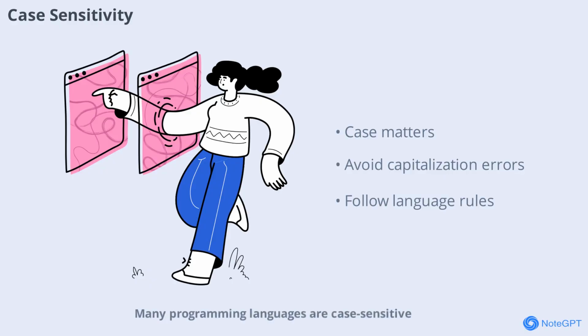Many programming languages are case-sensitive, meaning that if and If are treated as different words. Keywords must be written exactly as defined by the language. Using the wrong case can result in errors or unexpected behavior. Always pay attention to capitalization when typing keywords to ensure your code runs as intended.